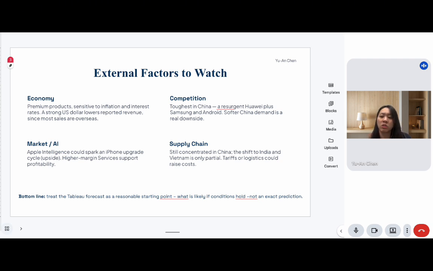Most products are still made in China, so tariffs or shipping problems could raise costs. So overall, we would treat our Tableau forecast as a reasonable starting point and keep these risks in mind. I'll now hand it over to Chien-Hao, who will walk through what the forecast actually shows.